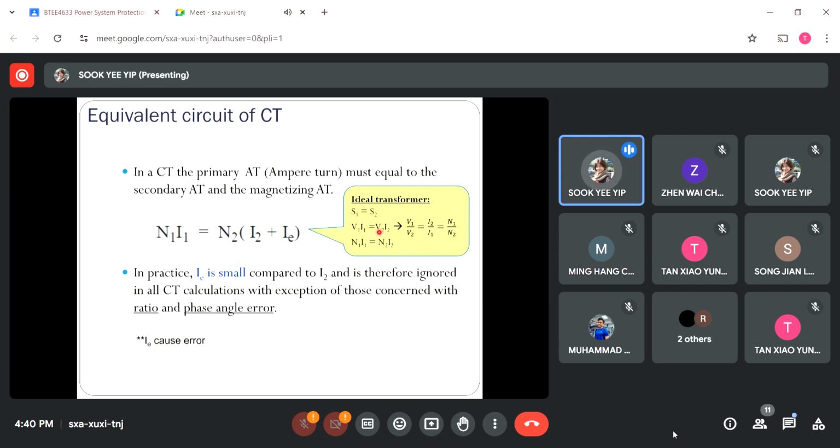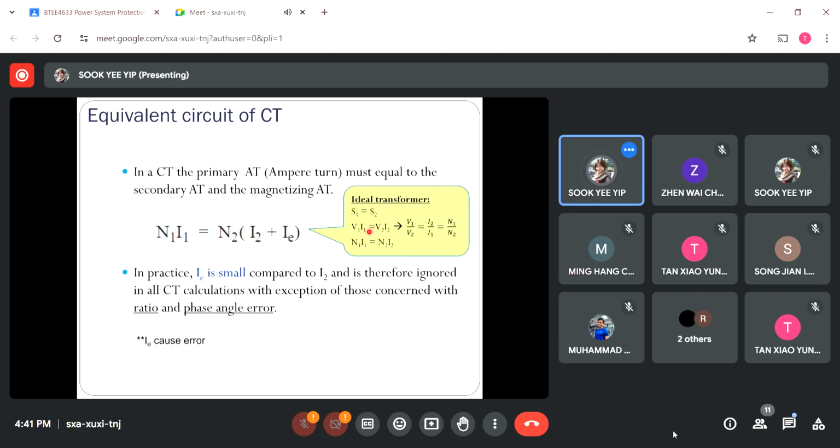So if we rearrange this in terms of ratios for an ideal transformer, the ratio of primary voltage to secondary voltage will be the same as the primary winding turns divided by the secondary winding turns, and hence is also equivalent to the ratio of secondary current to the primary current. Those are the equations for an ideal transformer. If you cross multiply in terms of ampere turns, you will notice that N1 I1 is equivalent to N2 I2. That is for an ideal transformer.